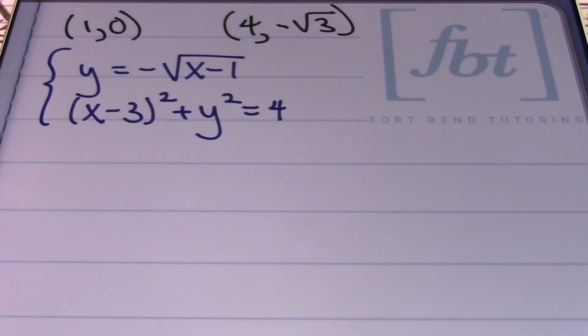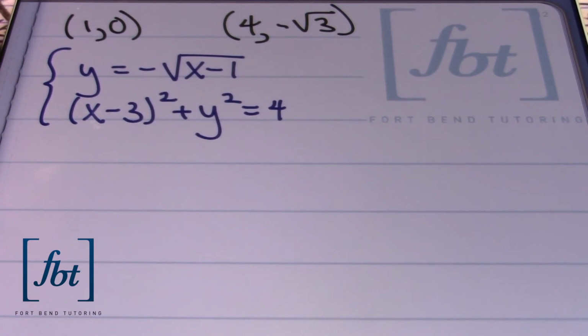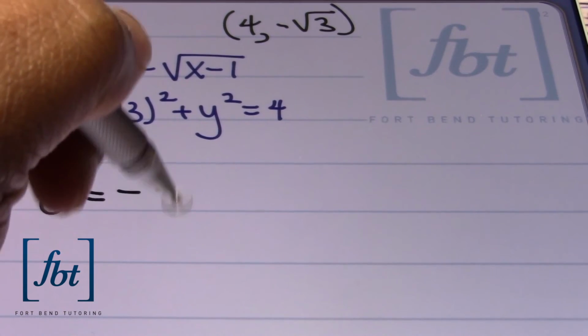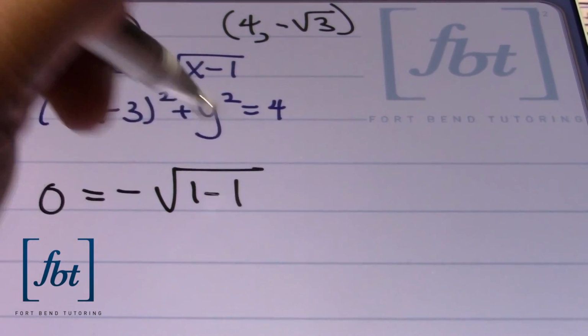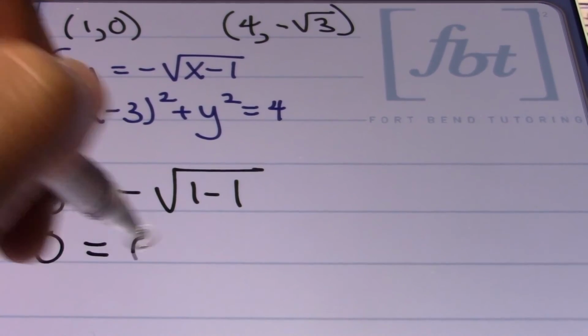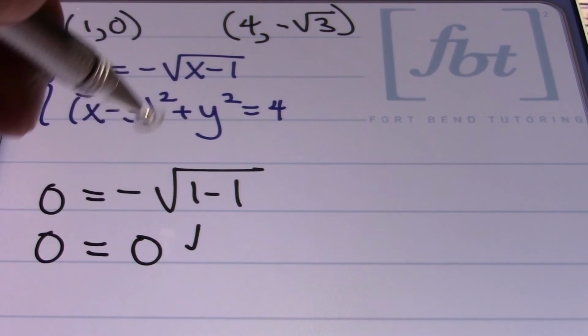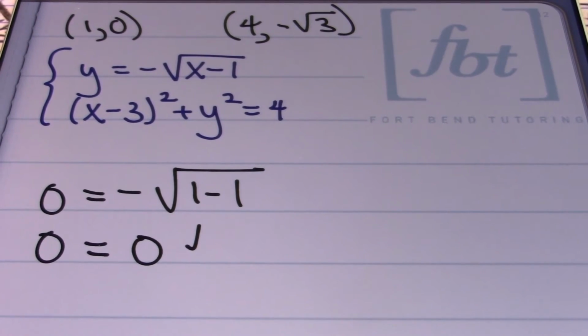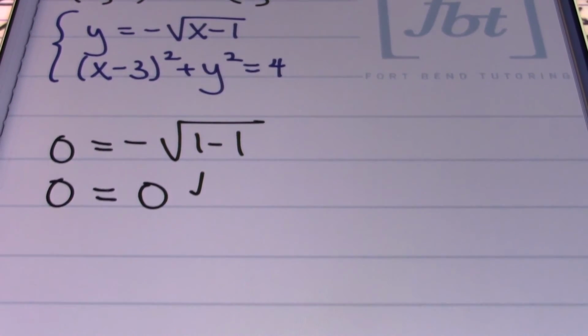Let's start by looking at what appears to be simple first, which is (1, 0). Let's see what happens when we plug that in. We'll replace all the y's with 0 and all the x's with 1. We'll have 0 equals the opposite of the square root of 1 minus 1. Well, 0 equals 0 in this case, so that checks out. 1 minus 1 is 0, the square root of 0 is 0, and the opposite of 0 is still 0. So this works, but it needs to work in both equations.